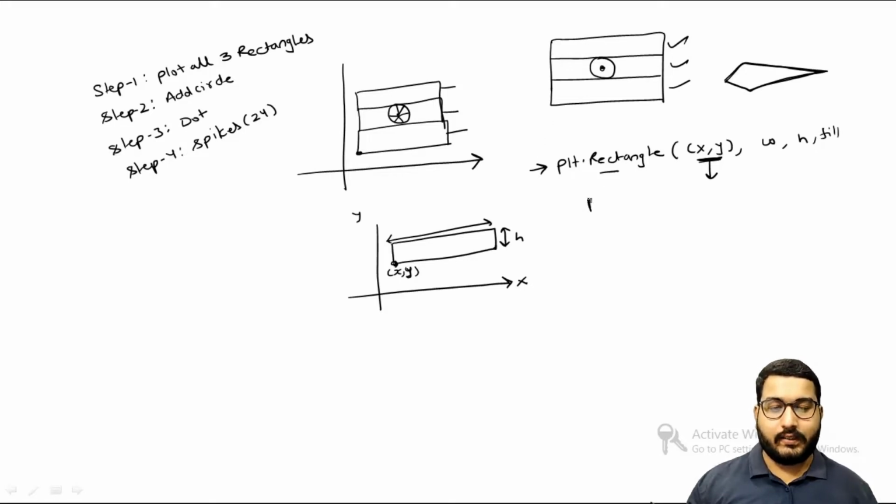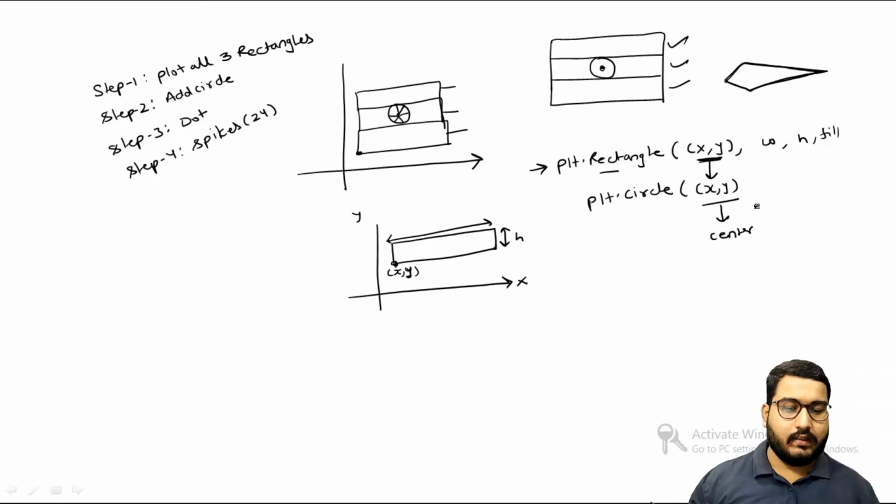Then we need to plot a circle. To plot a circle we have the circle functionality, plt.circle, and again it takes x comma y. This is the center. Then it takes the radius, which color you want to fill, and if you want to have some border, then what is the width of that border, and so on. So you have multiple attributes that you can add.